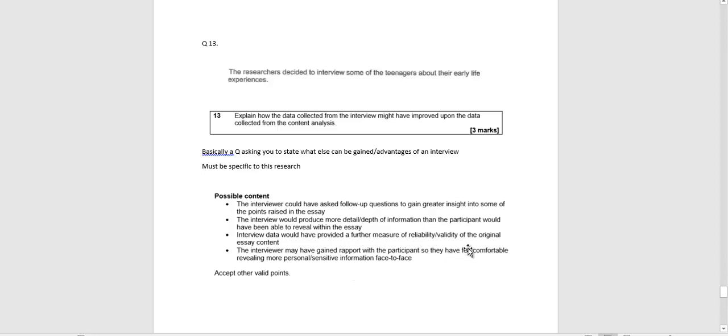But also we've got other things that we could say. It could verify the areas of discussion, add more reliability, and could also validate some of the areas that they've picked up in the content analysis.